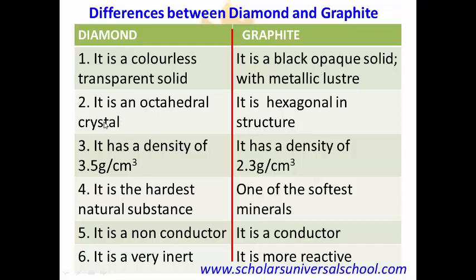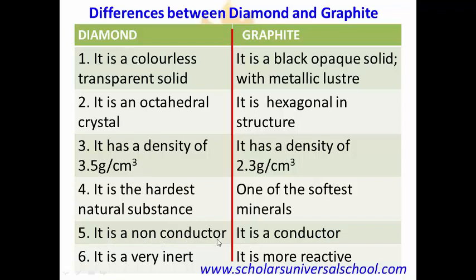Diamond is an octahedral crystal, whereas graphite is hexagonal in structure. Remember that we said graphite is hexagonal, and the layers of graphite can slip over one another. Then we have the density of diamond being about 3.5 gram per centimeter cube, whereas the density of graphite is about 2.3 gram per centimeter cube. Diamond is the hardest substance. It is the hardest natural substance that we know. Whereas graphite is one of the softest minerals. You can see we have prominent differences between diamond and graphite.